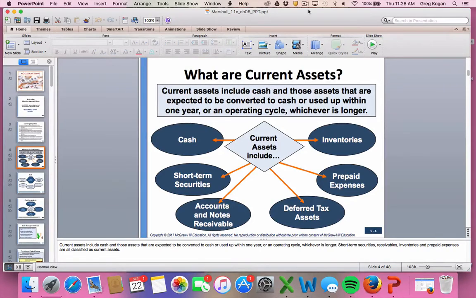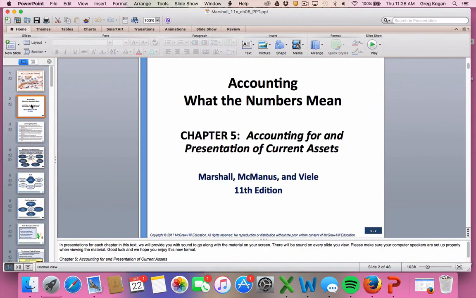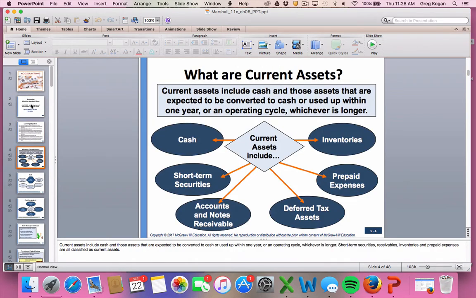Moving on, we're moving actually into chapter 5 and starting with current assets. And the idea is, why is there so much emphasis on current assets? It is because it is the most liquid asset. It's basically what you can use to pay your bills. It's also, in other words, like cash.